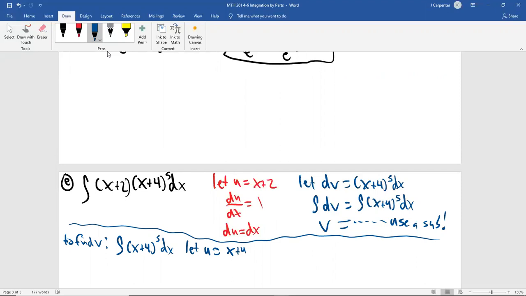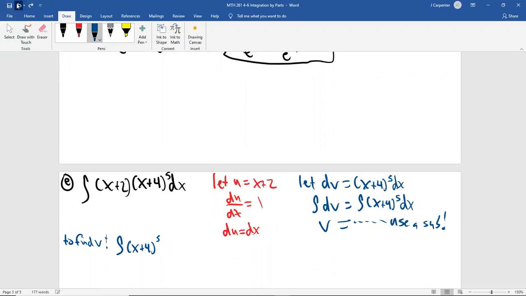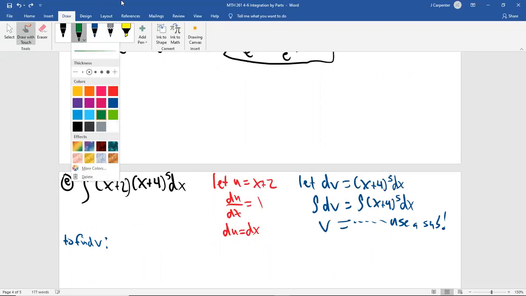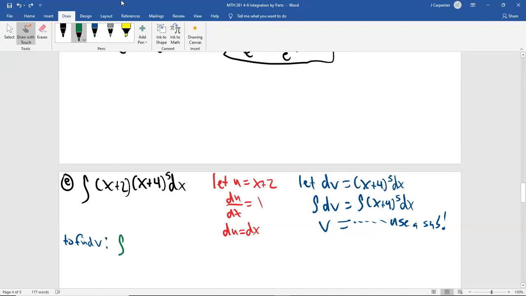Now this is a different u from before. You have to be very careful. Maybe you even want to use a completely different color than before. In fact, I'm going to do that. That would have been a really good idea. So let's go with green. So the integral of x plus 4 to the 5th dx.